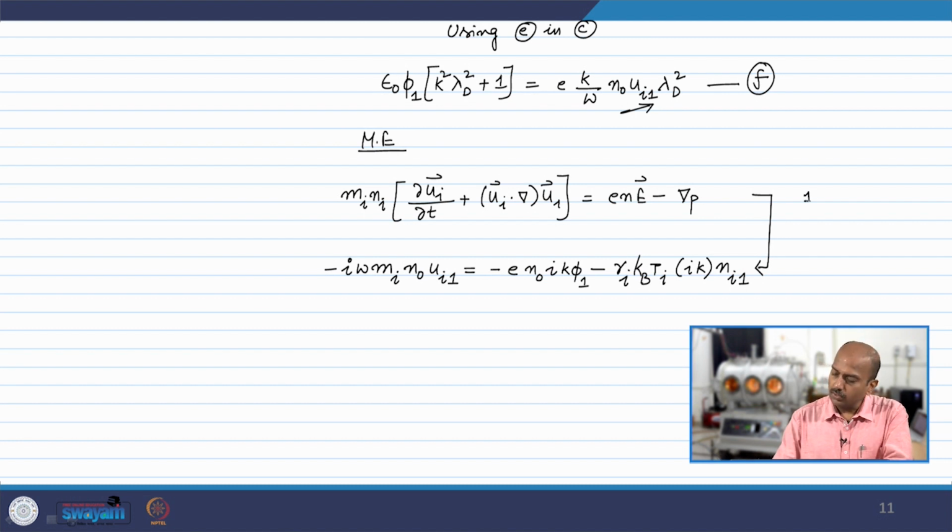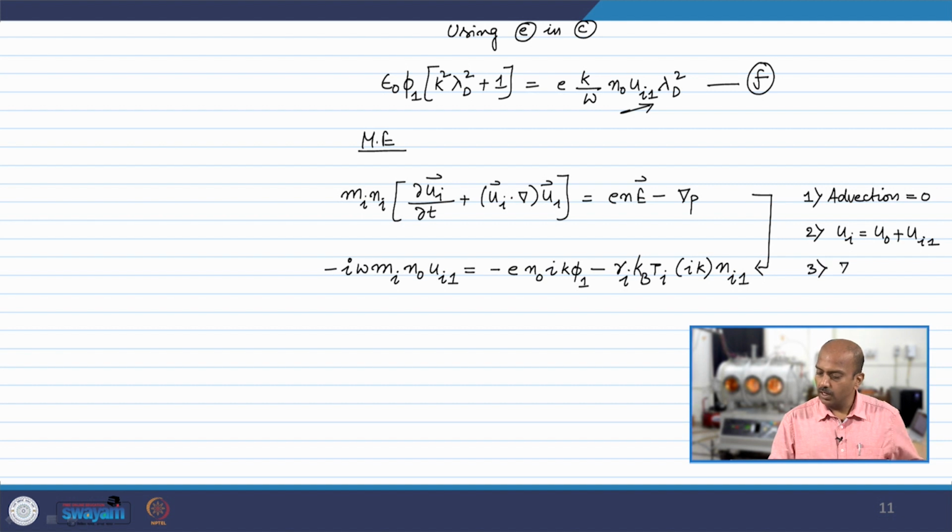Number 1, what is the first step? Number 1, the advection term is treated to be 0. Number 2, substitute the perturbation. Let us say u i is equal to u naught plus u i 1, right. Then what is it? Del p. So del p term is this one. This entire term that appears here is del p. Gamma n k b t i. And within del p you have to use the perturbation as n i is equal to n naught plus n i 1.